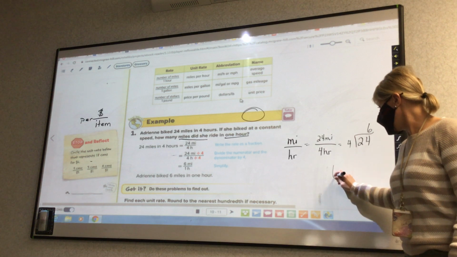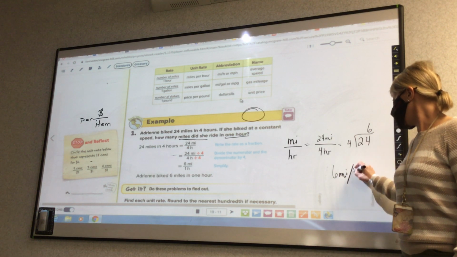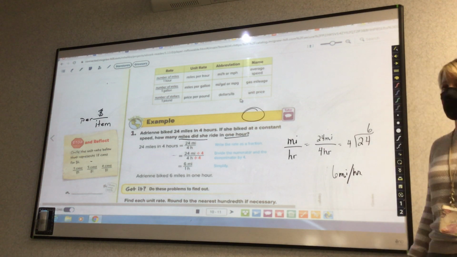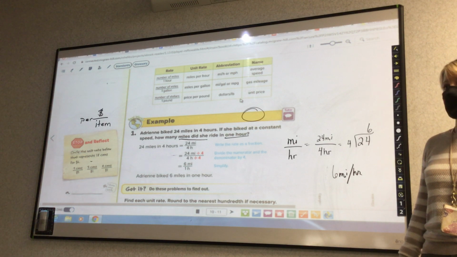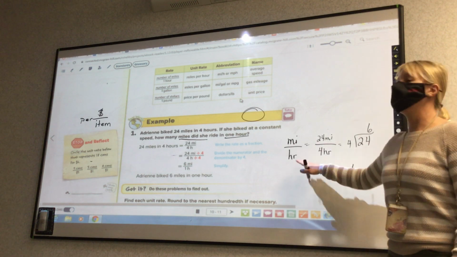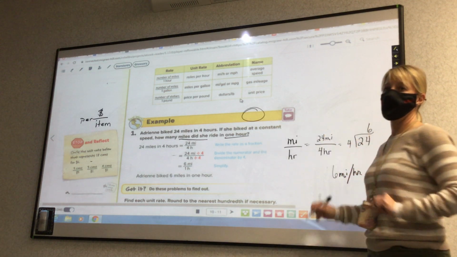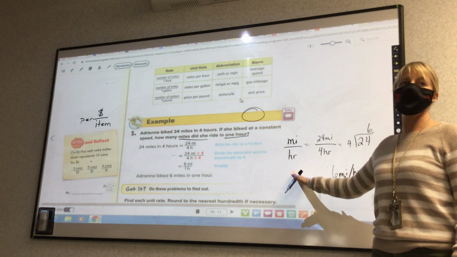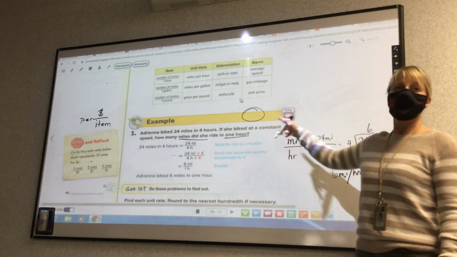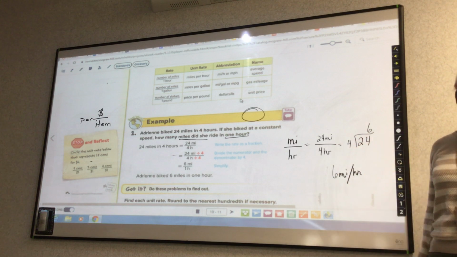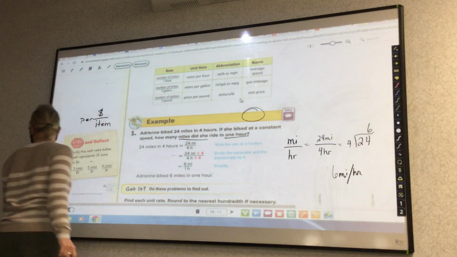Then I'm going to rewrite it. It's 6 miles per hour. Okay? I want to see it in this format more than that format. I want to see that you're starting with your labels, then you're filling in your numbers that you found with your labels, and then you're doing the division. Okay? Let's go on and try another example.